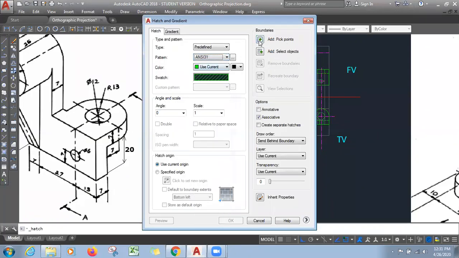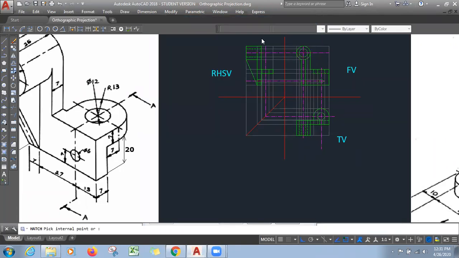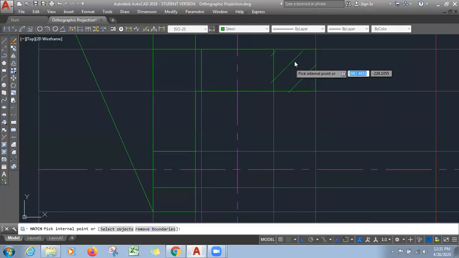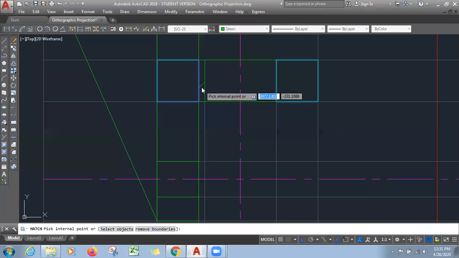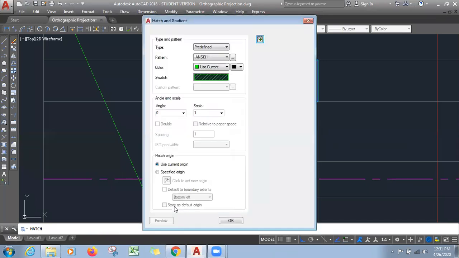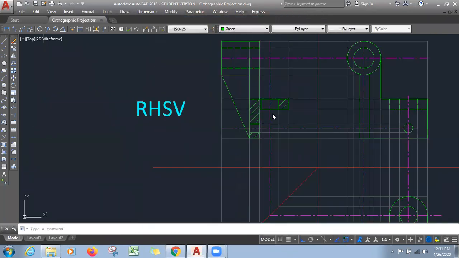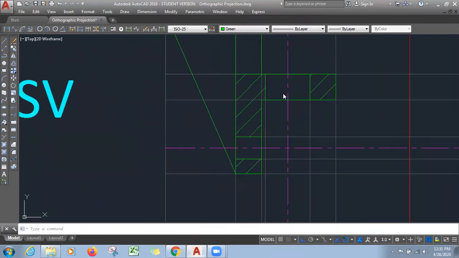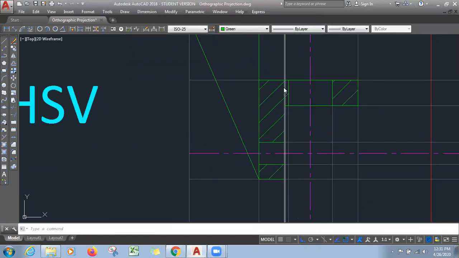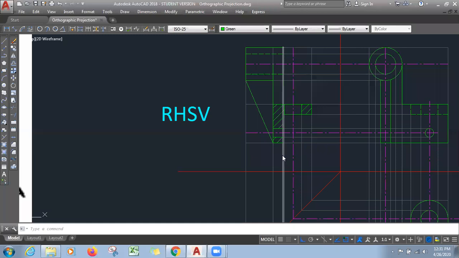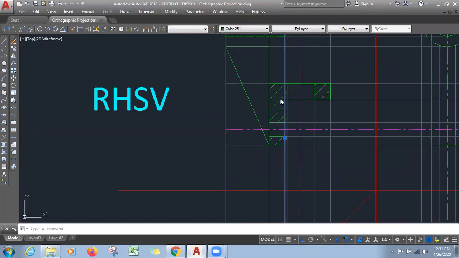Pattern should be NC31, add pick points. Okay, points are this one, then at this place, this one, everything. Okay, now you see this is my, so you can make the projector shorter so that you can easily get the thing properly. Now this projector, let me make it shorter.